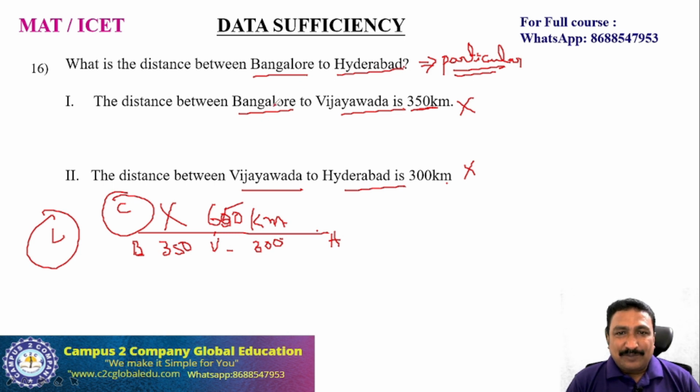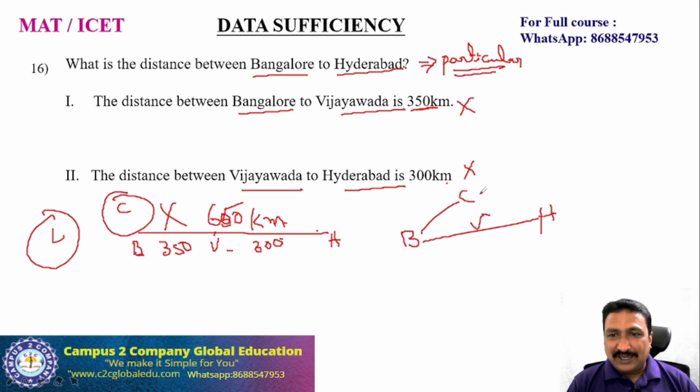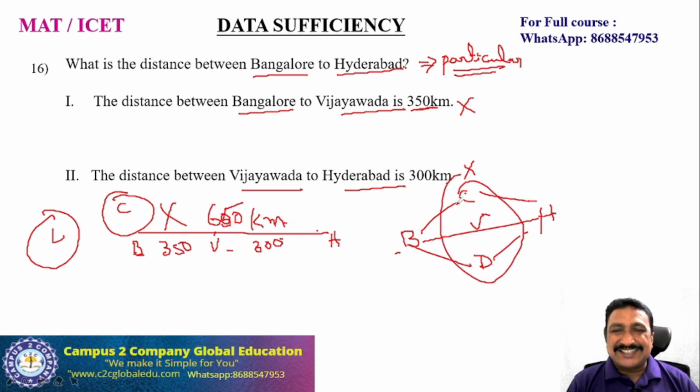Suppose if you are going from Bangalore to Hyderabad via Vijayawada, the answer is 650 kilometers. But they have not mentioned it in the question clearly. And if you go from Bangalore to Chennai, Chennai to Hyderabad, the distance is different. So here we don't know how we will go from Bangalore to Hyderabad. We may go via Vijayawada, via Chennai, via Delhi, or via Calcutta. So many ways you can go. So here we don't know the exact route.